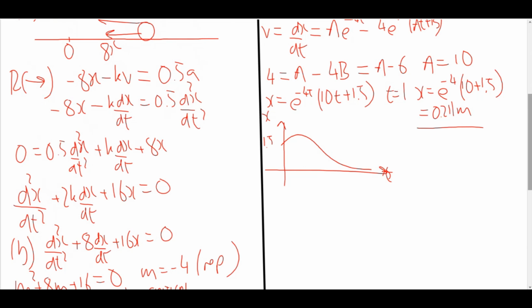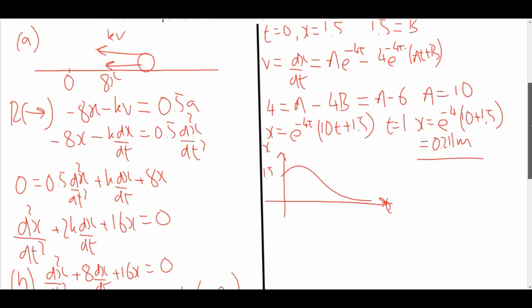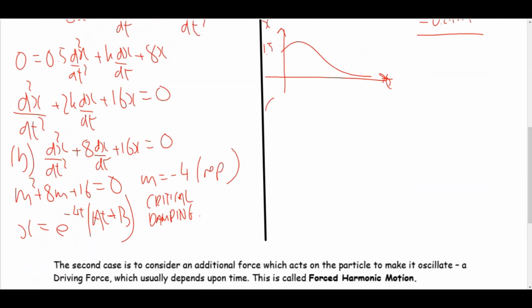That's part B done. Now in part C, it says instead, in the case when k is 3, find the general solution of the differential equation and write down the period of the oscillations. So we now know that k is equal to 3. So if k equals 3, the differential equation from part A becomes d2x by dt squared plus 6dx by dt plus 16x is equal to 0. So this will have an auxiliary equation, of the form m squared plus 6m plus 16 is equal to 0.